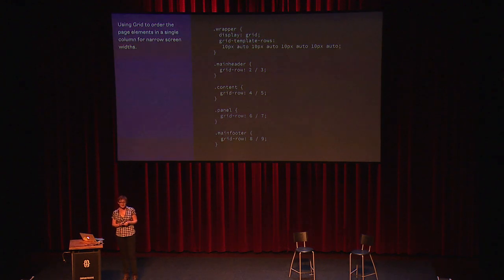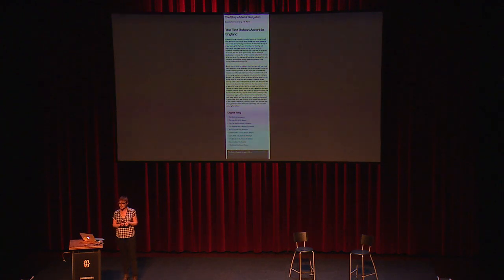So here's an example of how we might start doing some sort of responsive design. I'm using the same HTML as I had before, and I'm starting mobile first. I'm using the grid here essentially just to rearrange the items in the source a bit, moving the panel down below the content. And I get something like this.